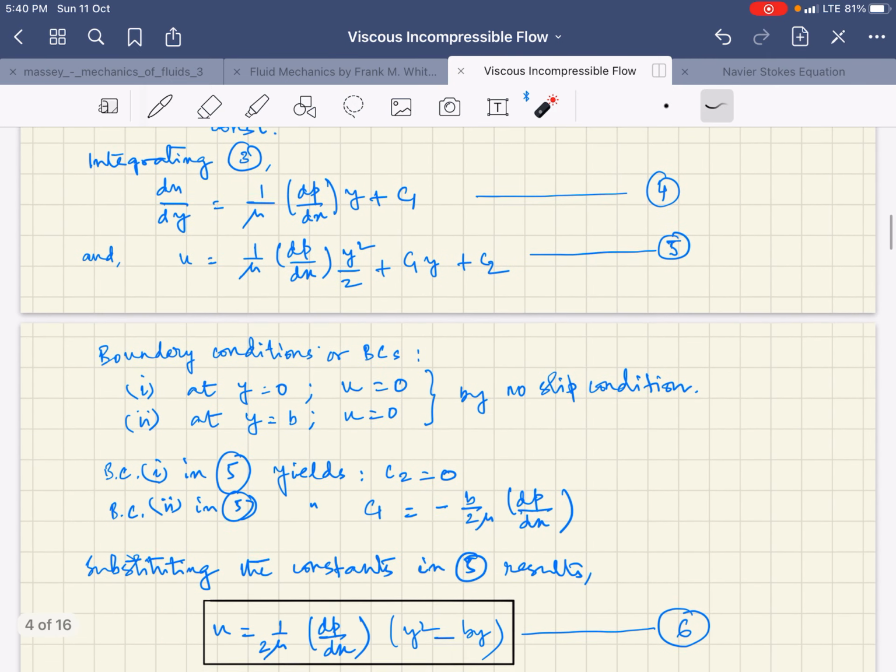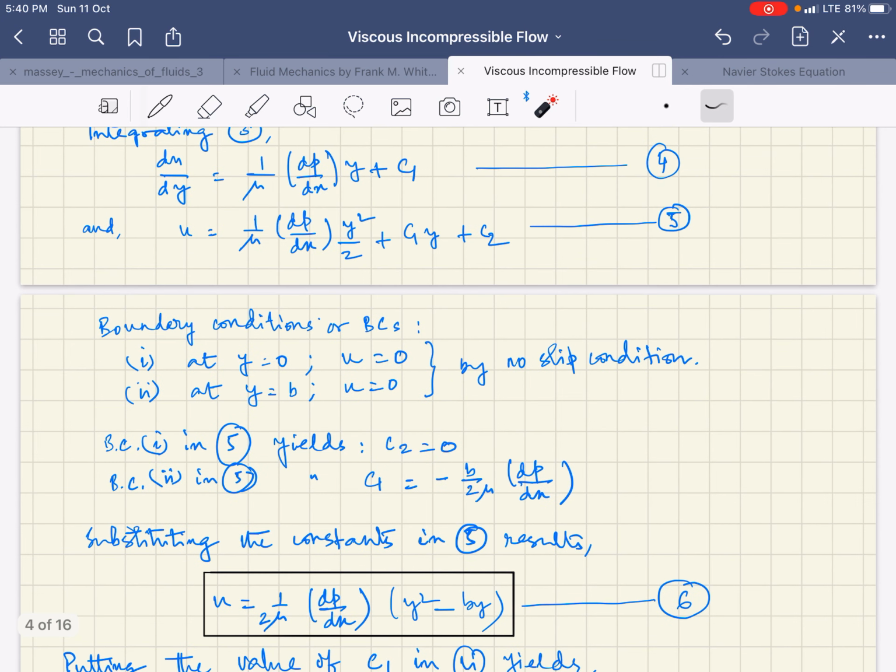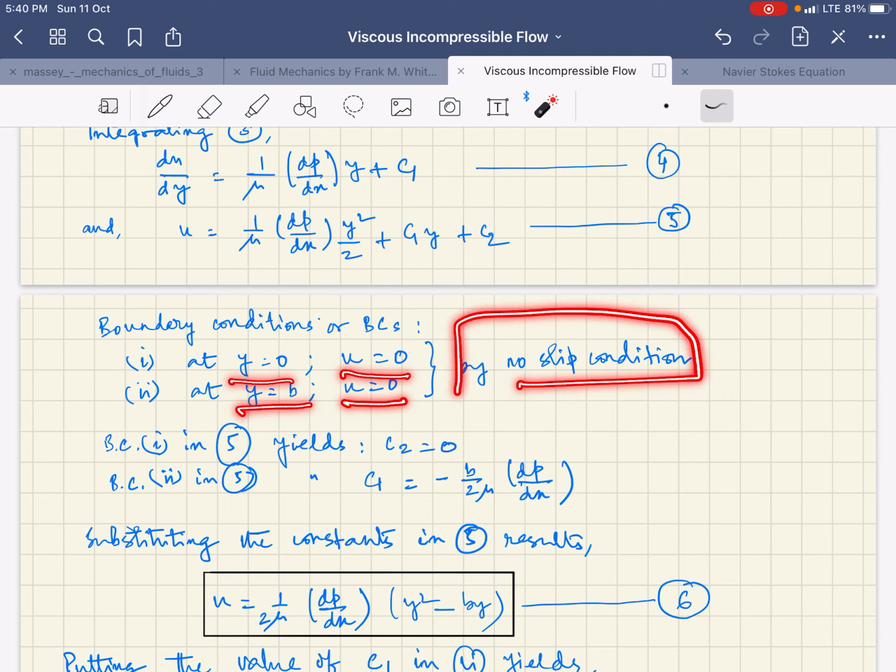So the boundary condition is written here. You can see at y equals 0, u equals 0, and at y equals b, u equals 0, by the no slip condition. So that has to be written. Why am I writing this boundary condition? By the no slip condition.